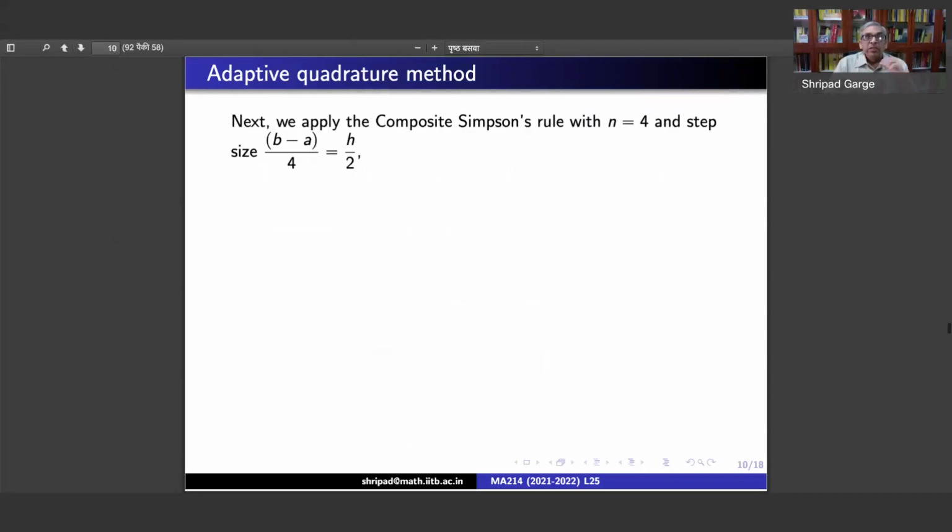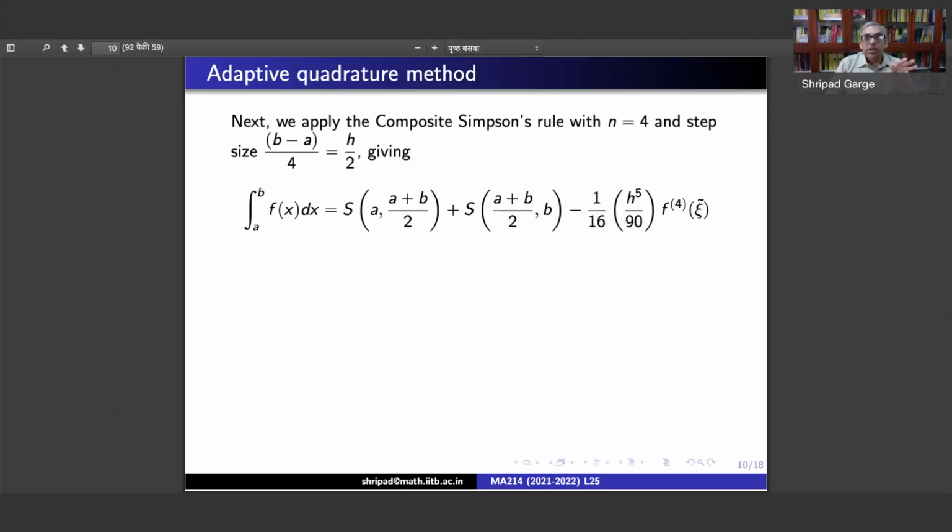Next step, we apply the composite Simpson's rule with n equal to 4. And step size is (b minus a) by 4 now. So earlier you had h as (b minus a) by 2, now it's (b minus a) by 4. So you will have a, a plus h by 2, a plus h, a plus 3h by 2, and a plus 2h, which is the b. This is what we have. And so you are going to apply the composite Simpson's rule, right? So Simpson's rule will be applied to (a, a plus h) and (a plus h, b), or (a, (a plus b) by 2) and ((a plus b) by 2, b). So this is what we will have.